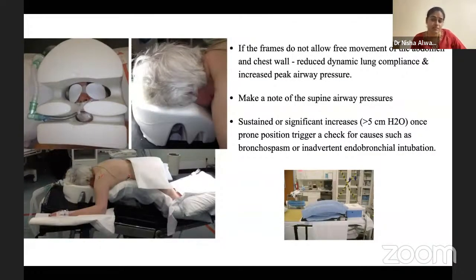If there is an increase of more than 5 centimeters of water in airway pressure, it triggers a cause for bronchospasm as well as inadvertent endobronchial intubation. A search has to be done, and you have to correct it. That is a major problem. These are the logistic issues of prone positioning.